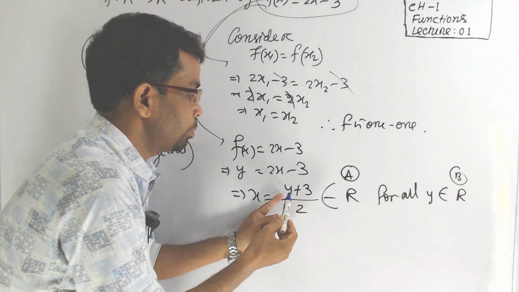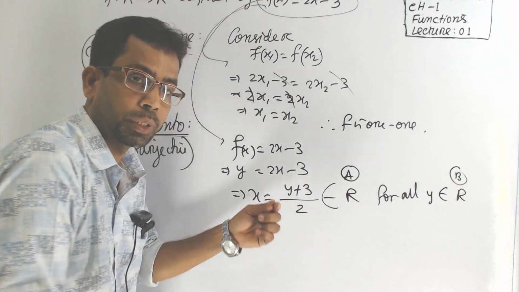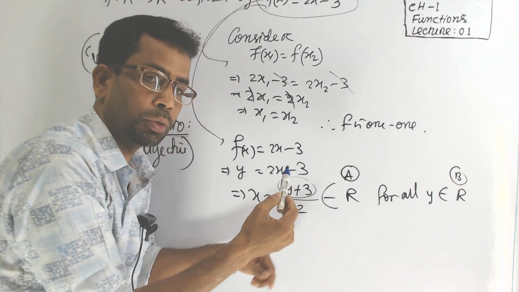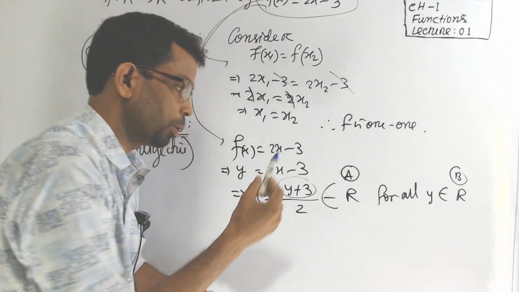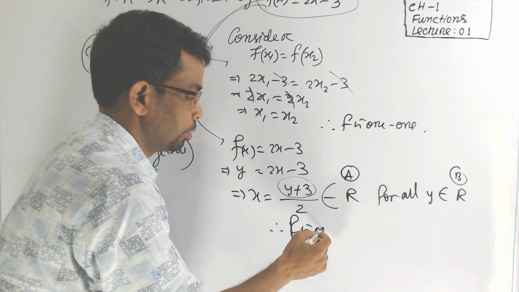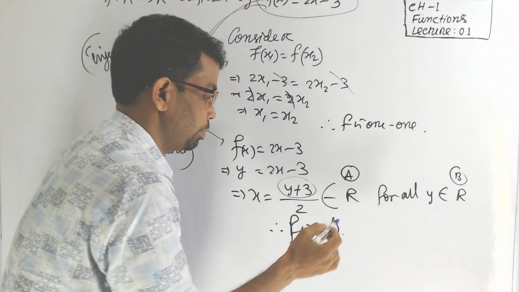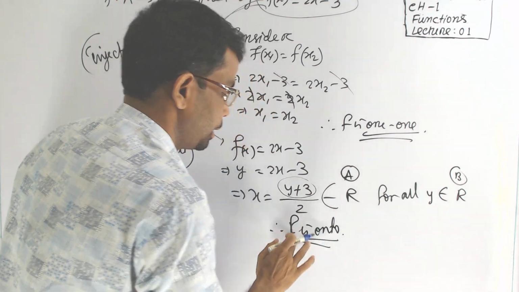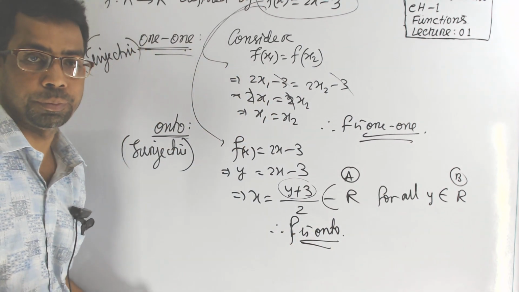Yes, any real number plus 3 is a real number, because we know the sum of any two real numbers is again a real number, and any real number divided by 2 is also a real number, and hence it will always belong to R, and therefore f is onto, that is, a surjective function. And since the function is both one-one and onto, you can say it is a bijective function.